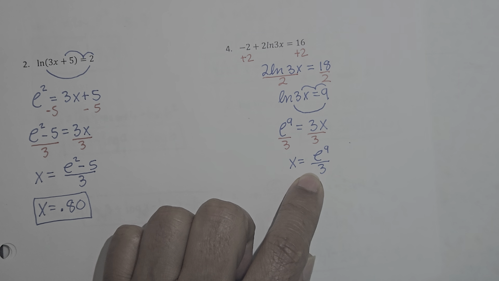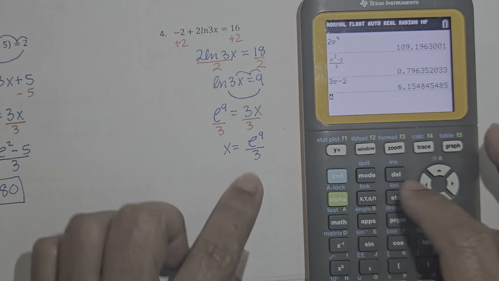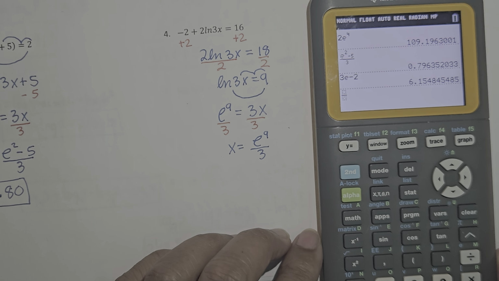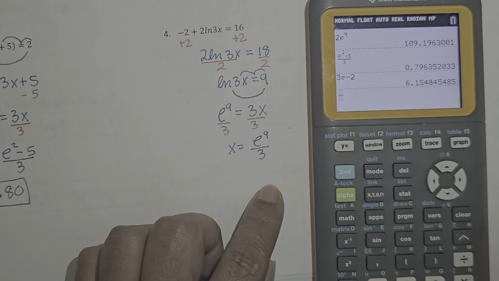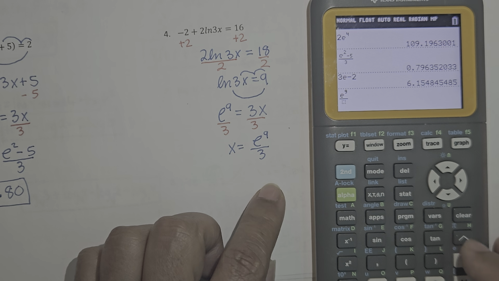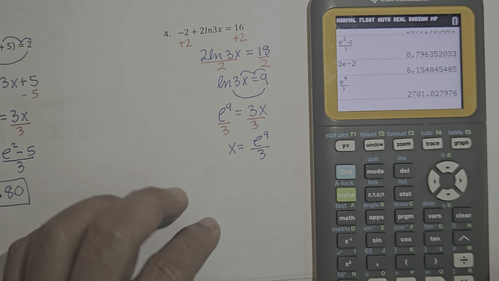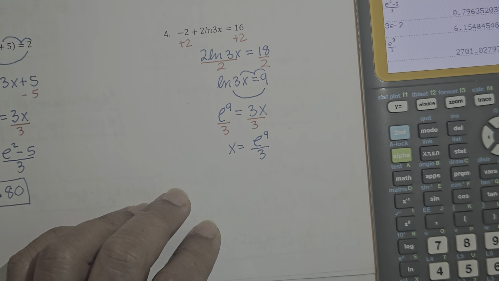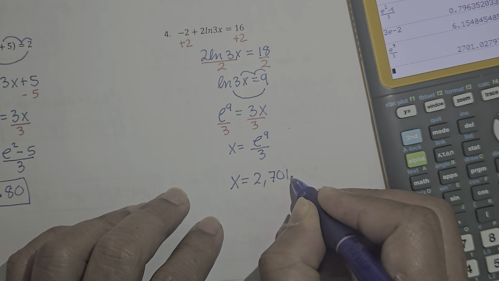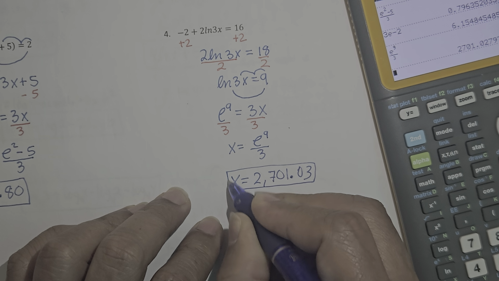So now I'm going to go to the calculator and get an approximation for this number here. So again, get the fraction. You can press alpha, y equals, enter. Or you can just press this key after alpha. Okay. So then this is, let's see, the number e. So second ln, and that's the 9th power. Scroll down and enter a 3, and then press enter, and it gives us 2,701.027. So let's round this to 2,701.03, and this is the approximate value for x.